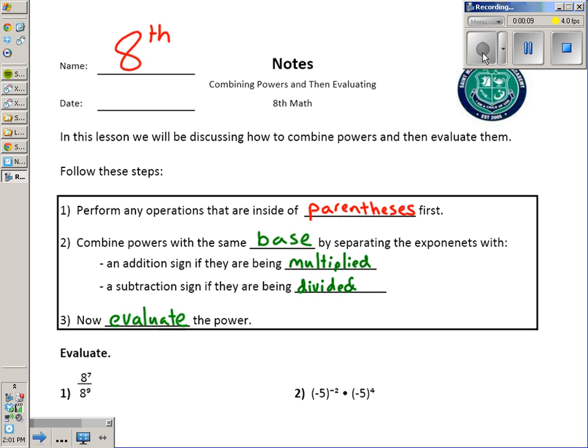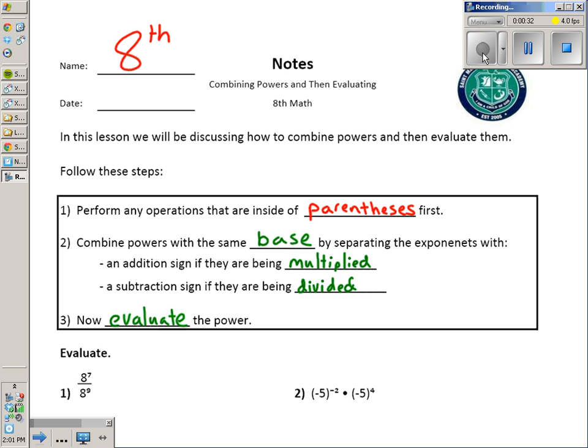So far we've done these separately. So we've combined powers, but then just left them as a power after combining them. And then we've evaluated powers before. And yesterday we talked about evaluating negative exponents. So today we kind of pull all those ideas together.